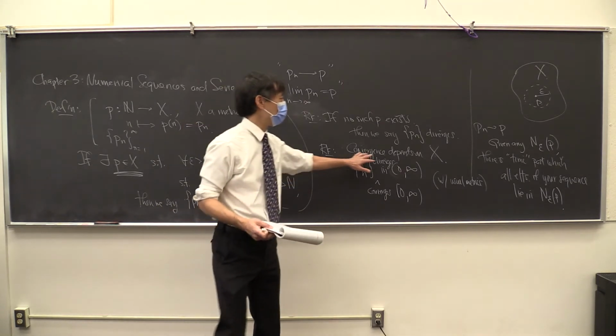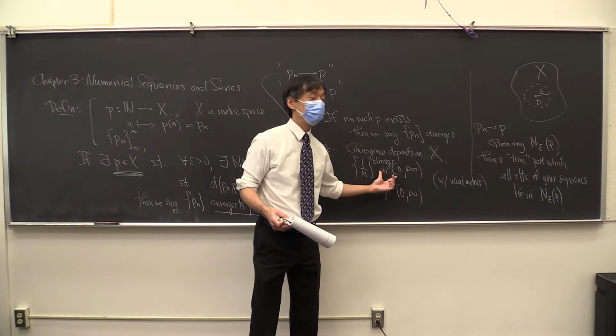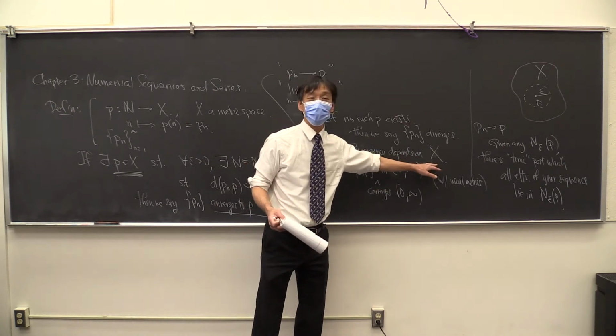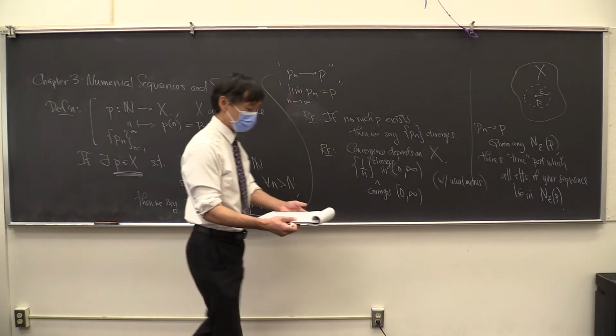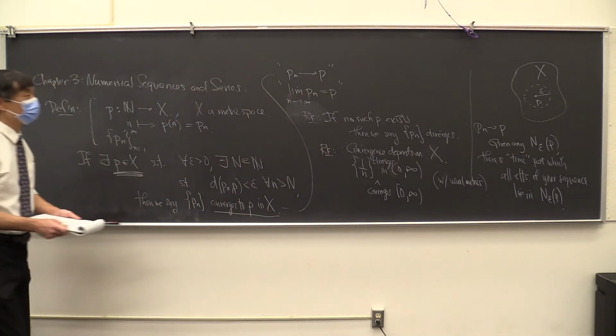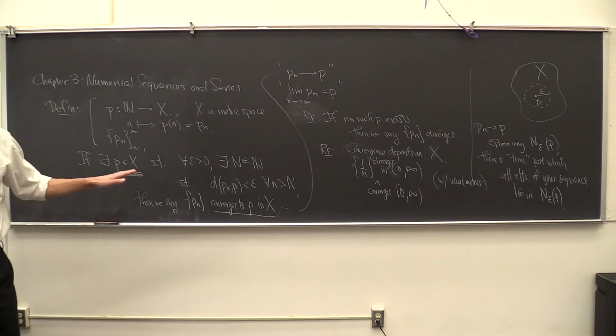Okay, so convergence depends on x in two ways. One, there has to be a point that you converge to, and two, of course, you have to converge with respect to the metric, right? If you change the metric, then maybe it doesn't converge anymore. Okay, everybody all right?